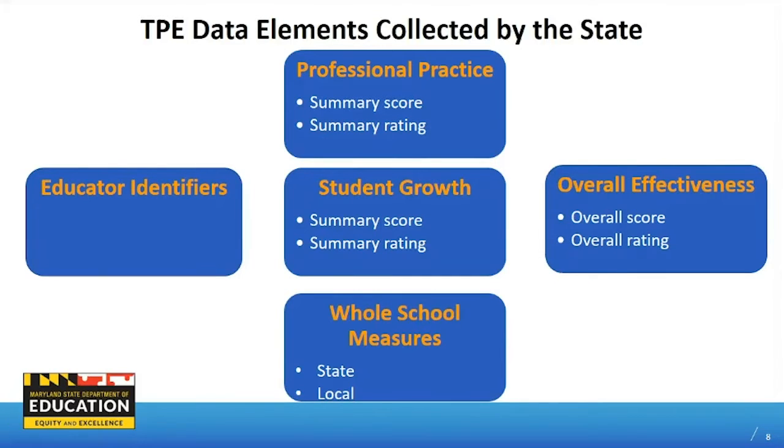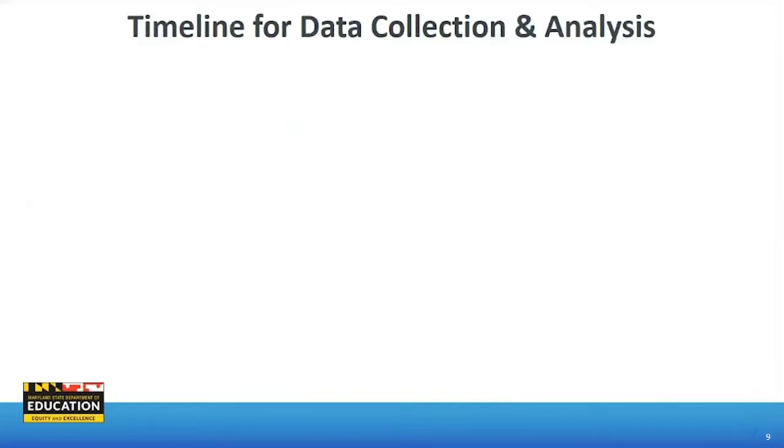All school systems must report the effectiveness rating as highly effective, effective, or ineffective. Systems may also use an effectiveness rating of developing. The measures are split into professional practice and student growth, and student growth also includes whole school measures. For professional practice and student growth, please provide a summary score and summary rating in addition to the general measures.